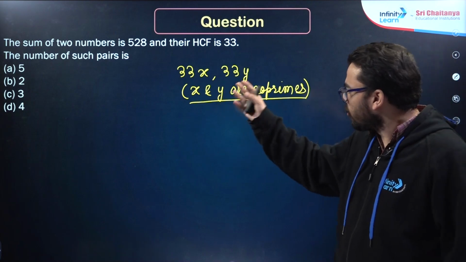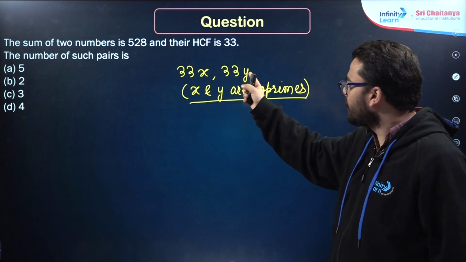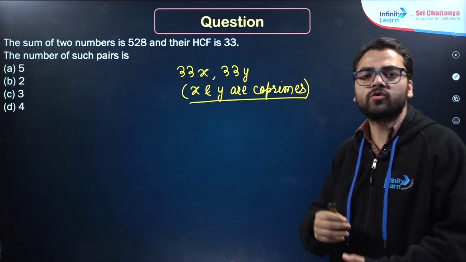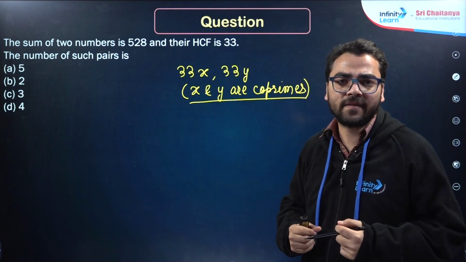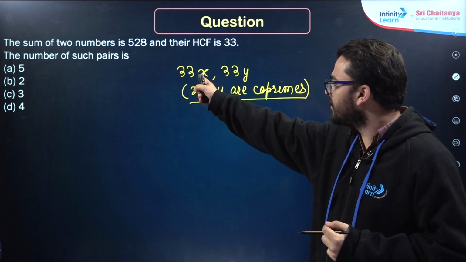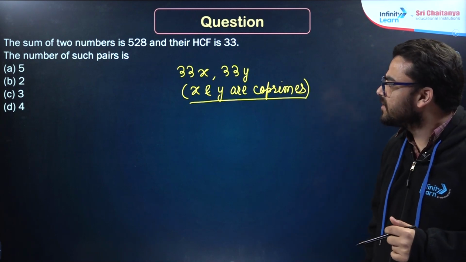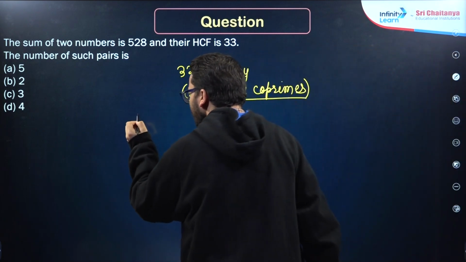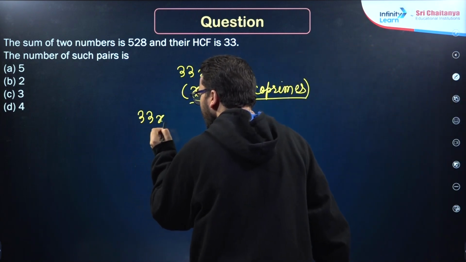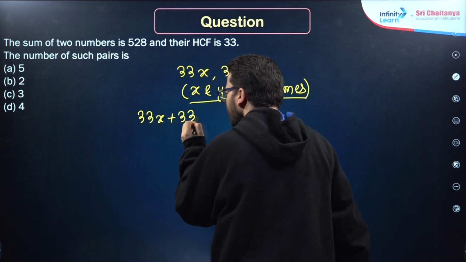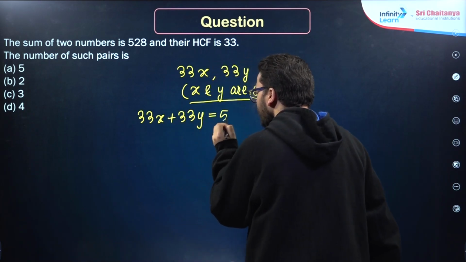Now it's given co-prime means that the HCF of x and y is 1. If you assume that the HCF of x and y is 1, then the HCF of 33x and 33y will be 33. Now their sum is 528. So you can say that 33x plus 33y is equal to 528.